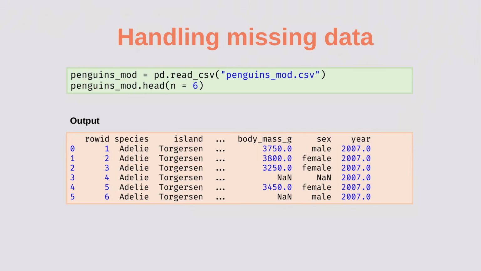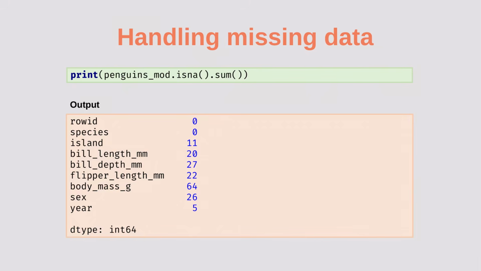Now let's illustrate how missing data impacts exploratory analysis. I have modified the penguin data by removing some data points for demonstration. The link to the modified data is in the description below. Like shown before, I have imported the modified penguins data using the pandas read_csv function. With our dataset stored as a pandas data frame called penguins_mod, we can count the number of missing values per column by chaining the isna and sum methods.